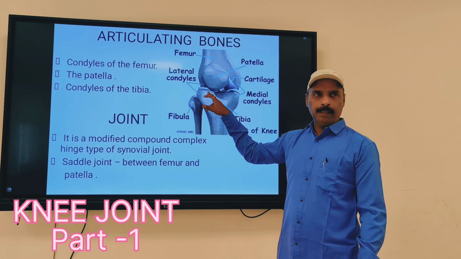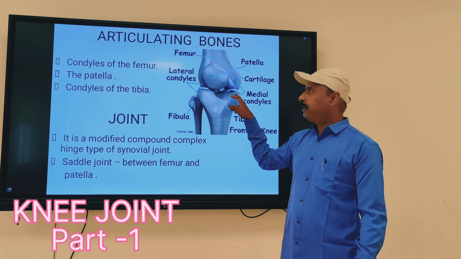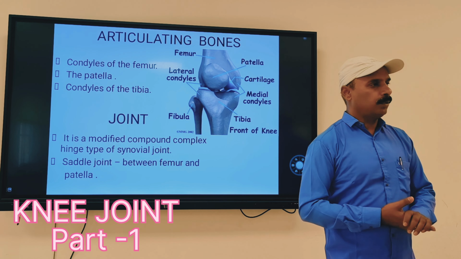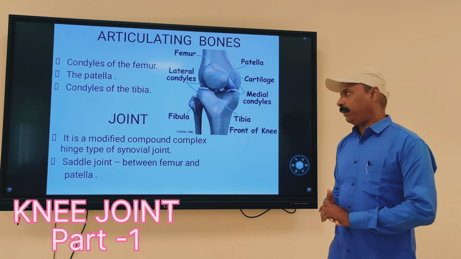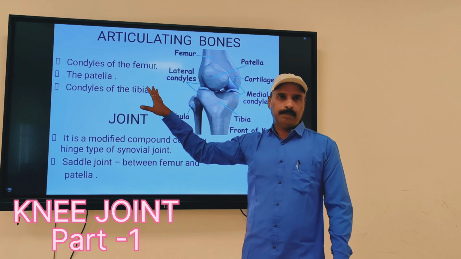Then we have the lateral condyle of the tibia, the medial condyle of the tibia, and the patella. So these are the articular surfaces of the knee joint. Very important, you have to mention the condyles of the femur, the patella, and the condyles of the tibia.